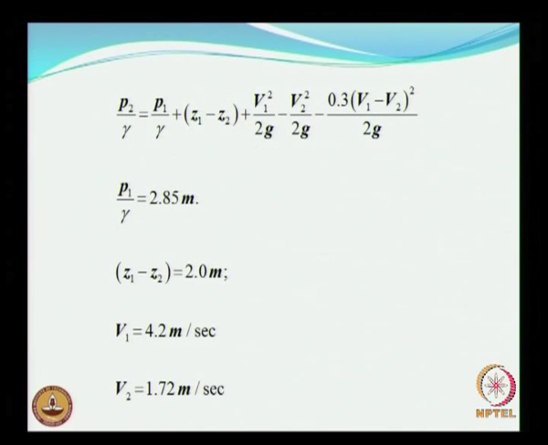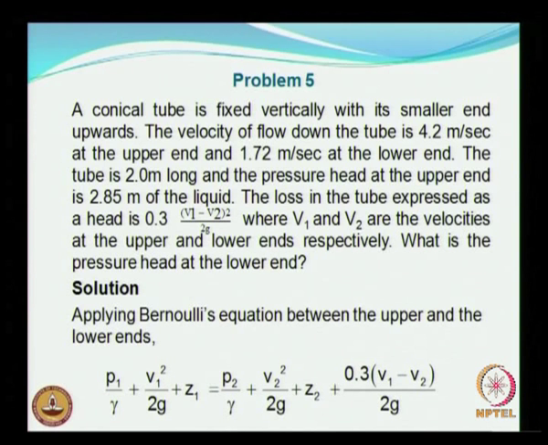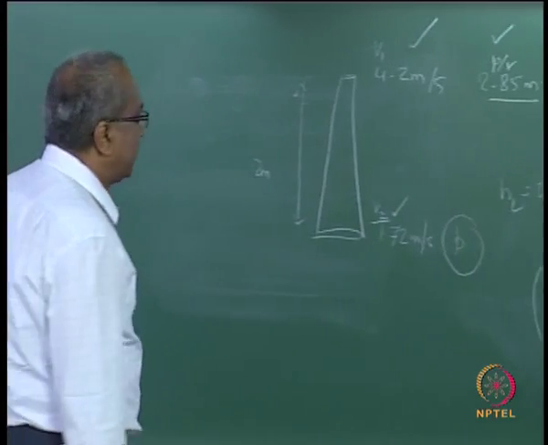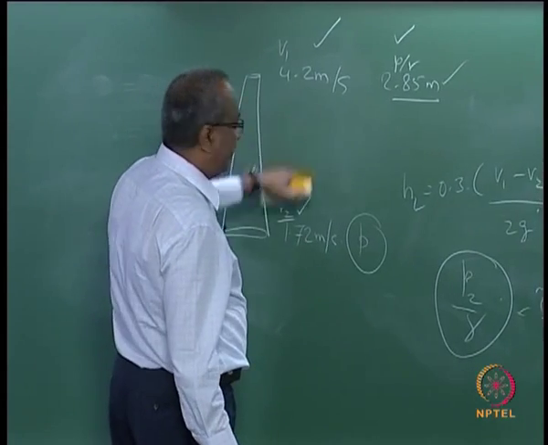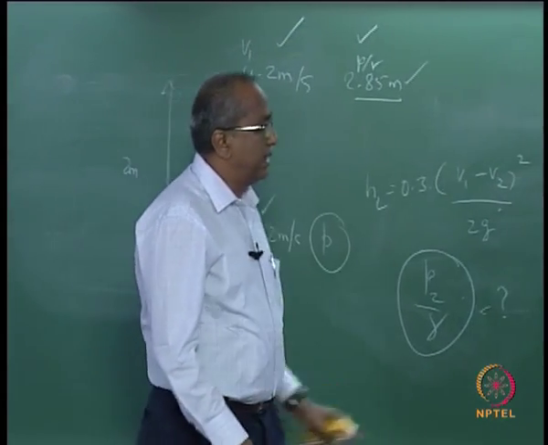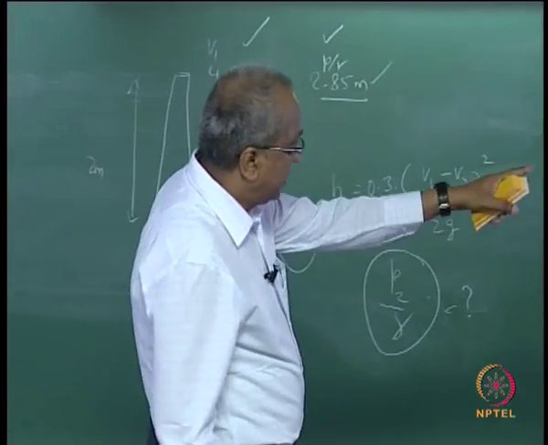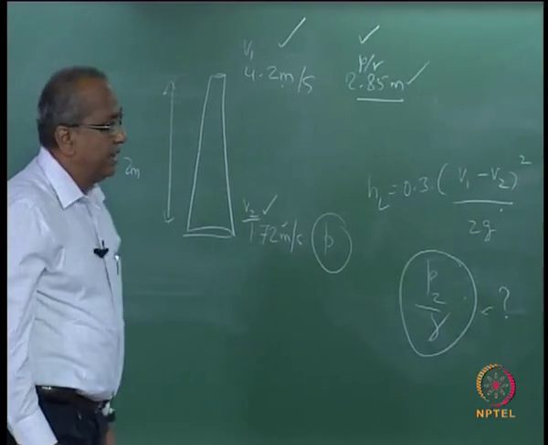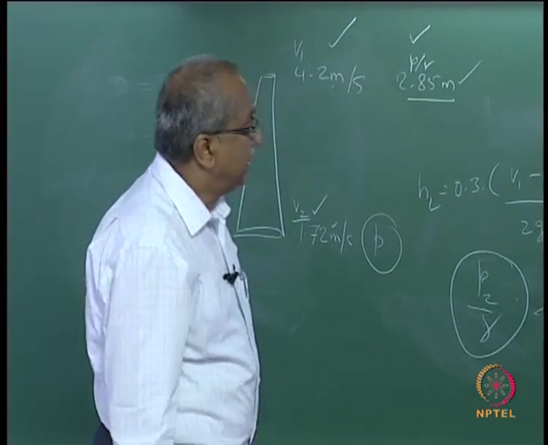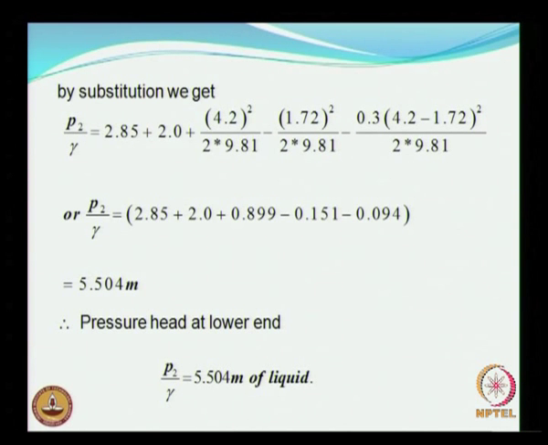From this equation what we need is P2 by gamma. If we simplify this, this is the final expression. P1 by gamma is already given, then Z1 minus Z2 can be calculated, that is 2 meters the difference, then V1 is already given, V2 is given. So substitute in that expression, and you get P2 by gamma, that is the pressure head at this location, as 5.5.